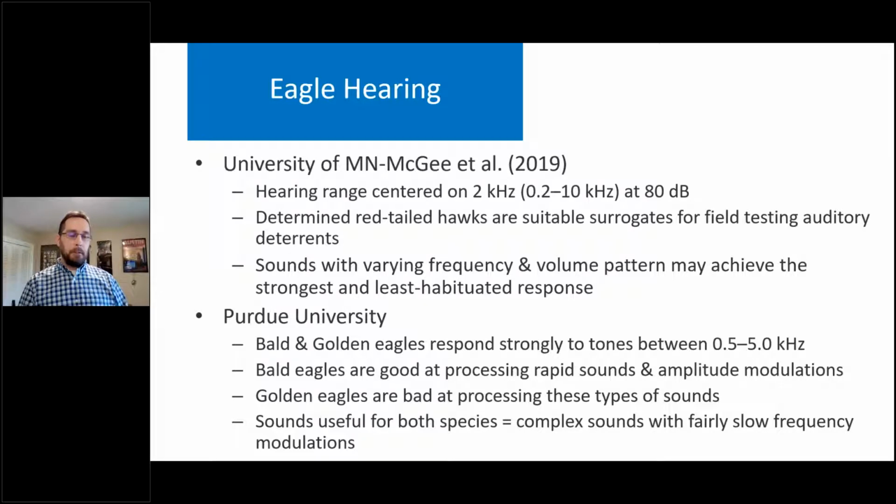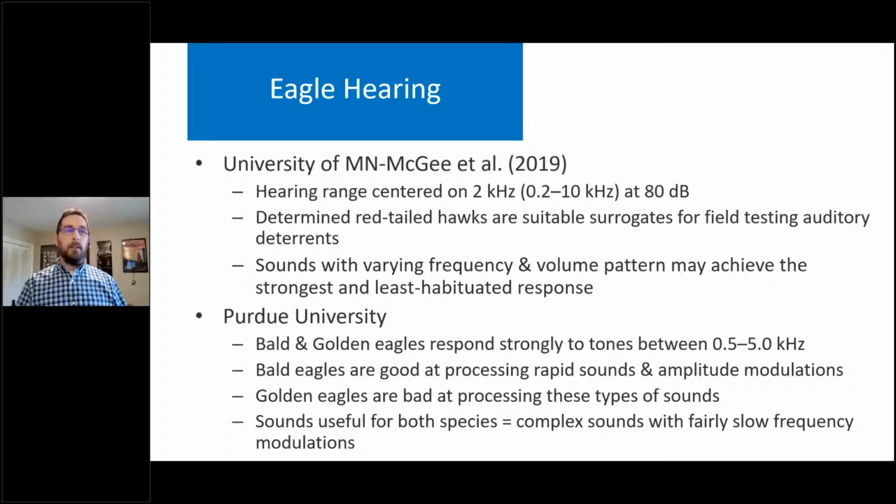Lastly, with respect to eagles and the idea of deterring them from wind turbines, both the University of Minnesota and Purdue University have looked at the hearing capabilities of eagles. For the University of Minnesota, the hearing range centered on 2 kilohertz. They also determined that red-tailed hawks are a suitable surrogate for field testing, which is helpful, and that sounds with varying frequency and volume pattern may achieve the strongest response or the least habituated response. Purdue University found that both bald and golden eagles respond strongly to tones between 0.5 and 5 kilohertz. So this is very similar to what the University of Minnesota found.